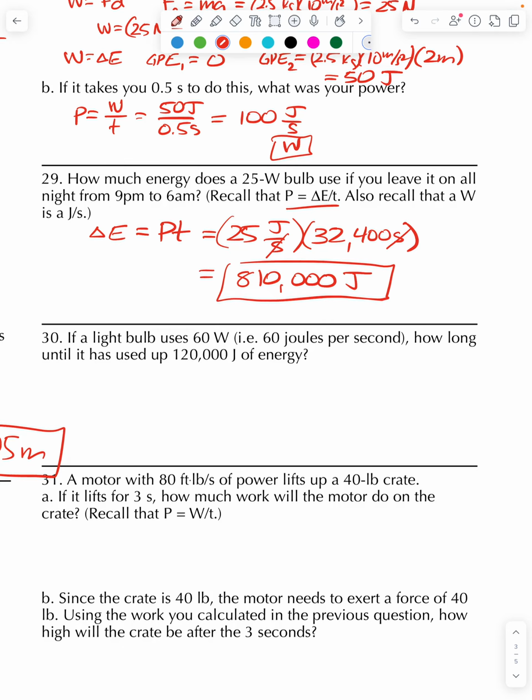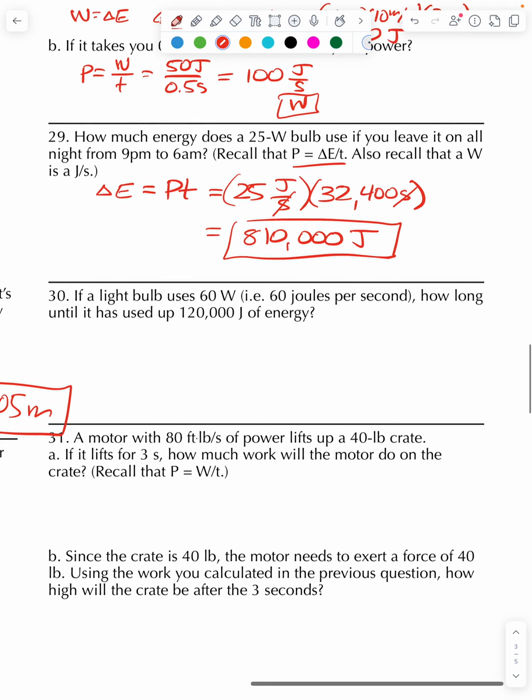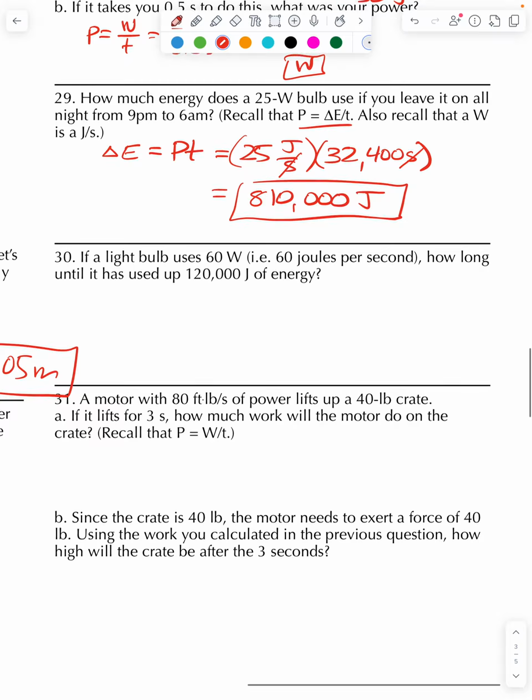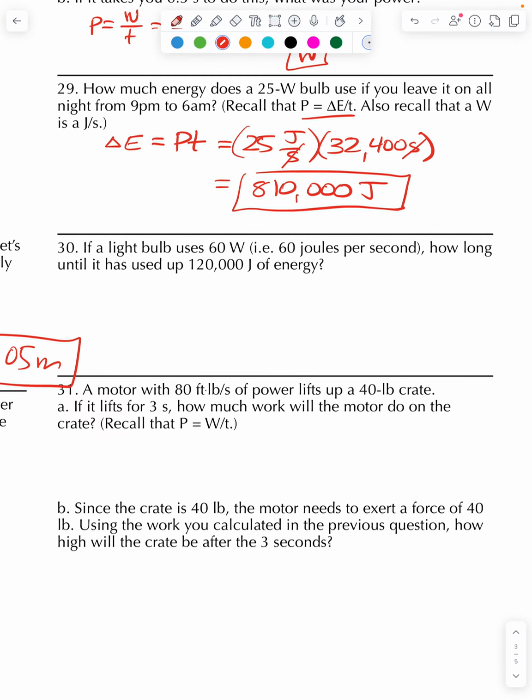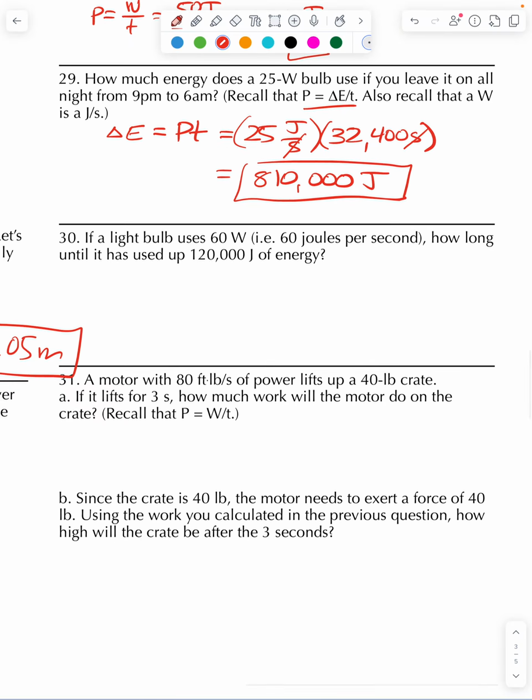So there'll probably be like one problem involving power like this, some variation of the problem where you're using P equals delta E over T, or P equals W over T, or something like this where you're solving for maybe time or energy. All right, similar question number 30. If a light bulb uses 60 watts, 60 joules per second, how long until it's used 120 joules of energy? So it's just the same problem, but solving for a time now.